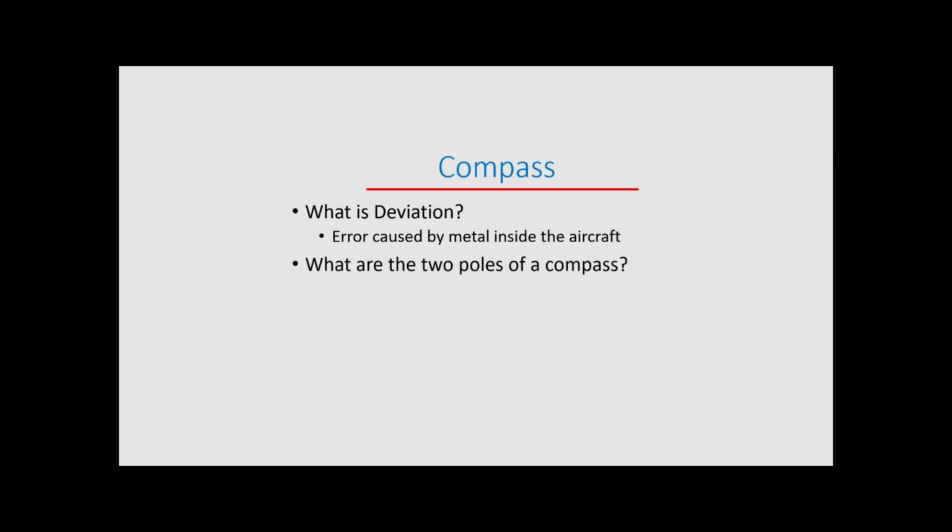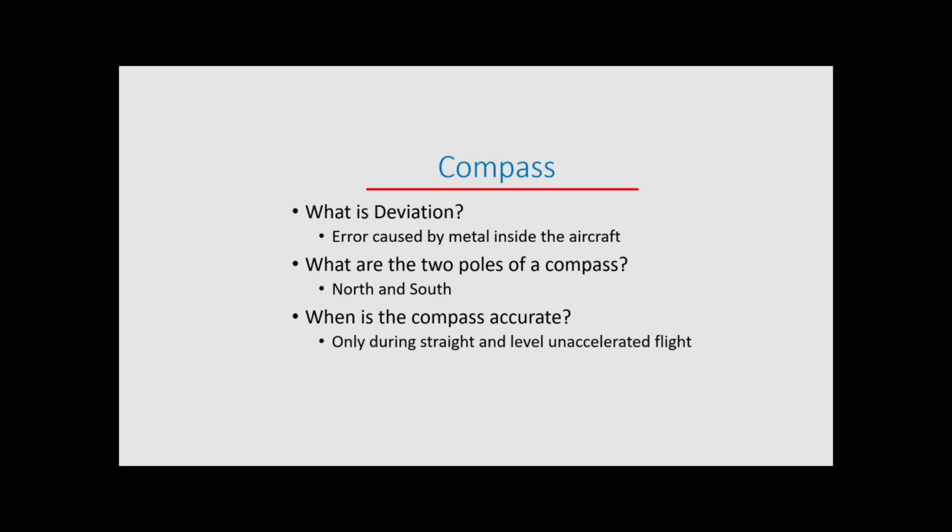Let's review the compass. What is deviation? Deviation is error caused by metal inside the aircraft. What are the 2 poles of a compass? North and south. When is the compass accurate? Only during straight and level, unaccelerated flight.